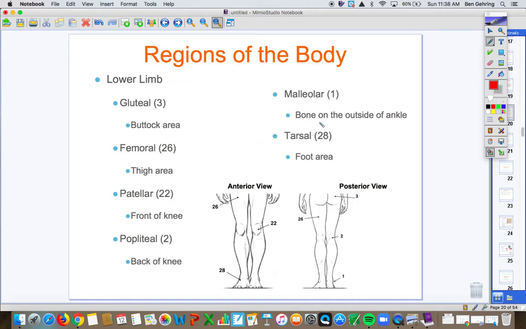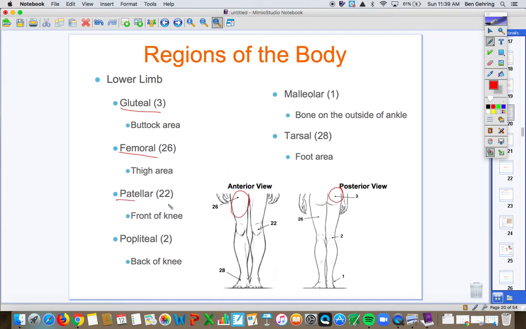Moving farther down, we get to your lower limbs. This is your legs. We have your gluteal region. This is your butt area, your buttocks, your gluteal area, which contains your gluteus muscles. Your gluteus maximus, gluteus medius are all there in the gluteal region. Your femoral area, femoral region, is your thigh. So from your hips to your knees is your femoral area.